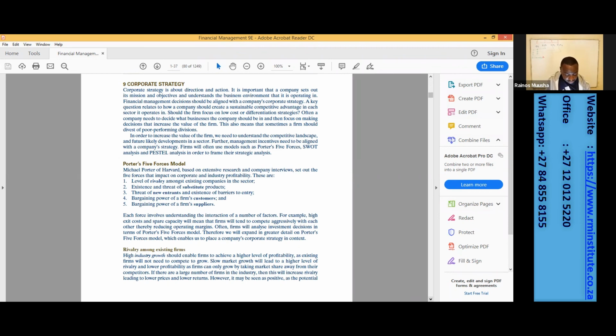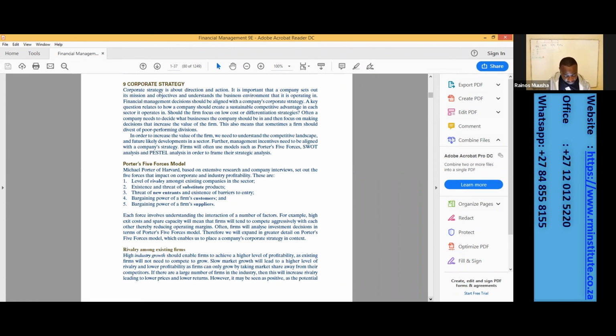Then the third one is the threat of new entrants and existence of barriers to entry. If there are barriers to entry, it means that there's lesser competition, which means that the company would have more control over the pricing of the goods and services. But if it's easy for new entrants to enter into the industry, it means that the company has less control over the demand of the goods and services. And because of that, they also have less control over the pricing of the goods and services as well.